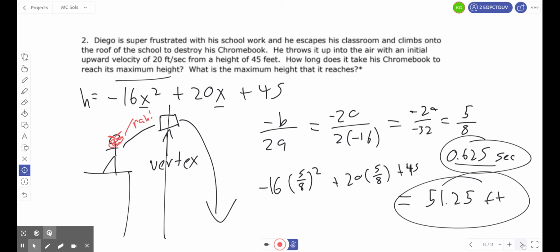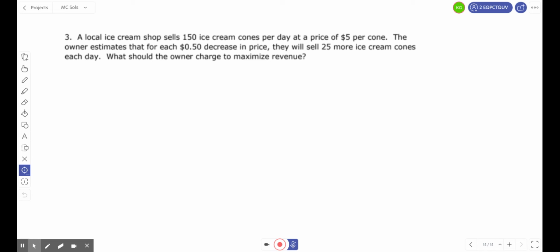Okay, next one. Local ice cream shop sells 150 ice cream cones per day at a price of $5 per cone. And that equals our revenue. So if we multiplied those, I left some room here to add the rest of this problem in. So 150 at $5 per cone, is that maximizing their profit? Let's find out.